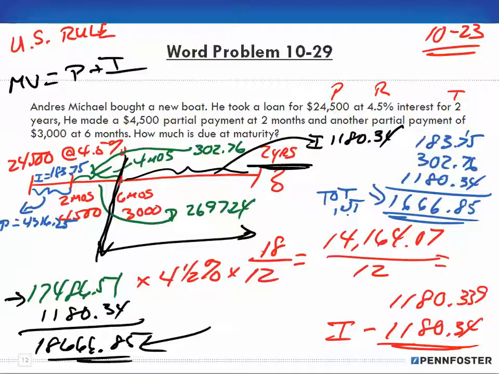Fortunately, as far as word problems are concerned, we don't have any more US rule ones, and we'll see if we have any more of those on the summary practice test. But here are your 2 prime examples of how to do it, problem 10-23, and of course now 10-29. Review them and have them stick in your head.